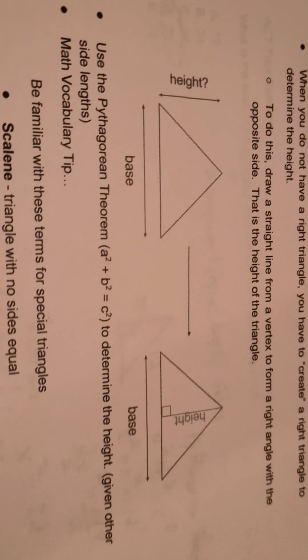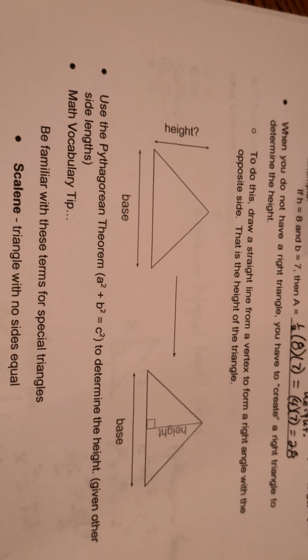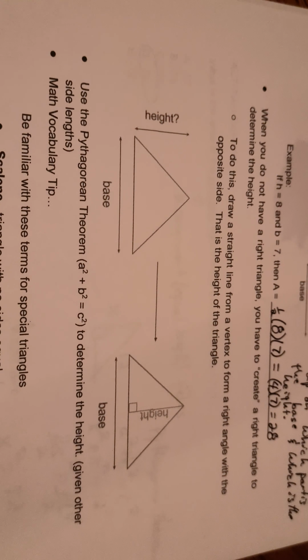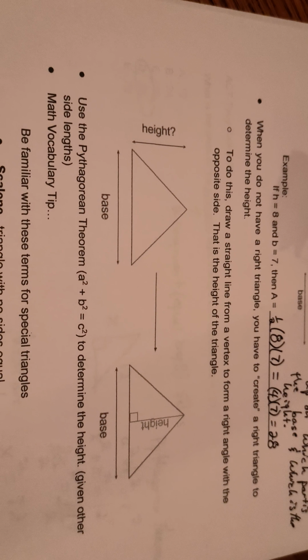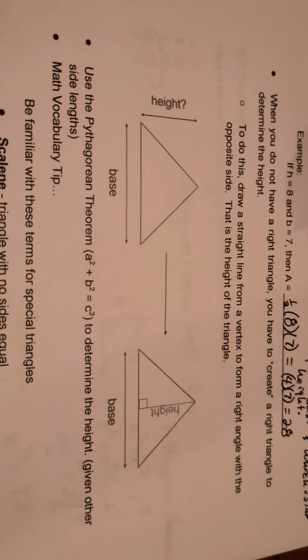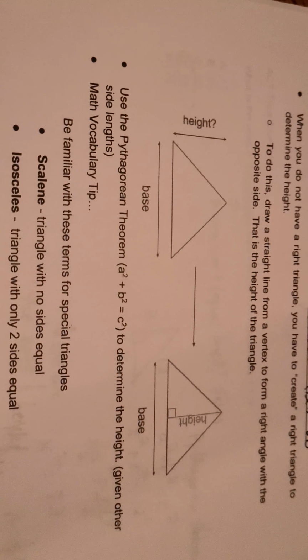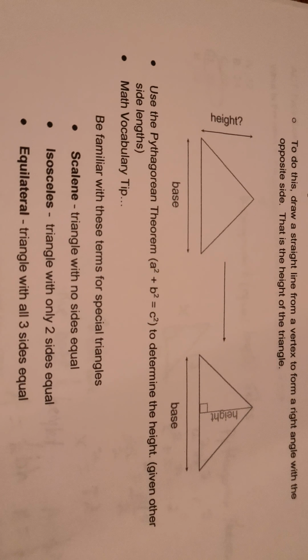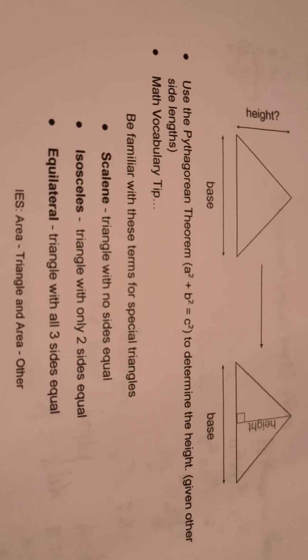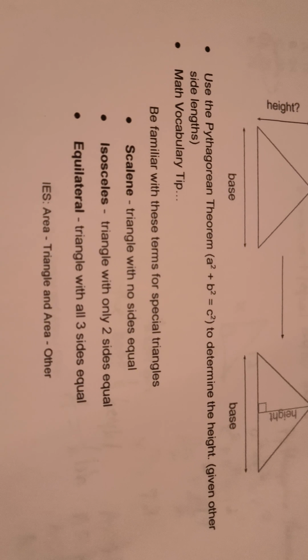We're also going to be using the Pythagorean theorem. The Pythagorean theorem is a squared plus b squared equals c squared. Because the ACT does not give you a reference sheet, some of these things you're going to have to memorize. So the Pythagorean theorem is one of those formulas you need to memorize, as well as the area and perimeter formulas. But you're also going to have to be familiar with different vocabulary.